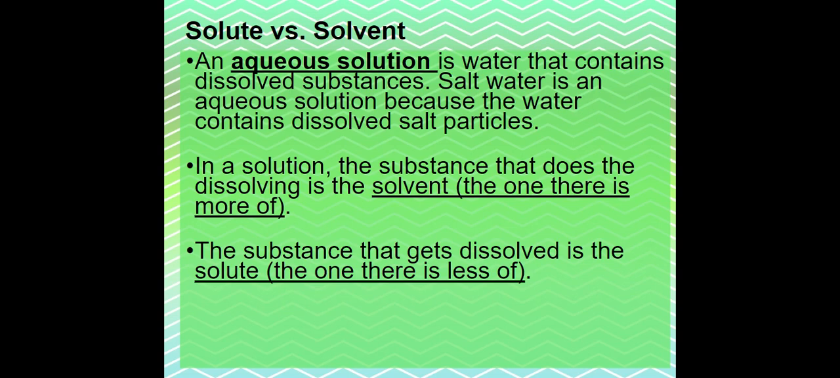Usually, water is the solvent, especially if it's an aqueous solution, but there could be different things that are solvents. And so, generally, whatever there is more of is the solvent, and whatever there is less of is the solute. So, again, the solute gets dissolved, and the solvent does the dissolving.